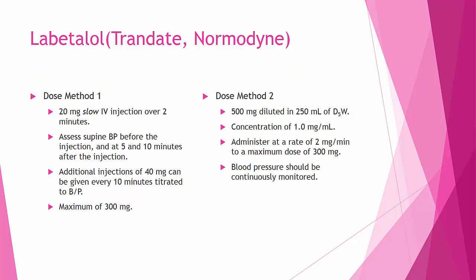So your dosing, you've actually got two kind of accepted methods that you can give labetalol when you're talking about treating the hypertensive crisis. So dose 1, you can give 20 milligrams slow, and I mean slow, IV injection over about 2 minutes. Make sure that you assess your supine blood pressure before the injection and at 5 minutes and 10 minutes after the injection, because you can have a substantial reduction in that blood pressure. After this, you can give an additional 20 milligrams every 10 minutes until desired supine blood pressure is achieved or 300 milligrams has been given.